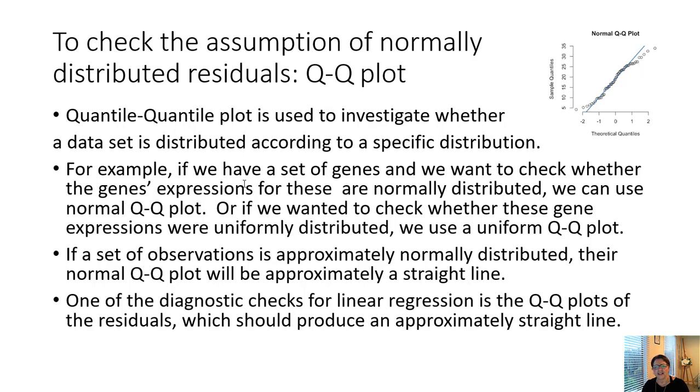Just be sure that this is just to tell you what a QQ plot is. It has nothing to do with linear regression. Or if we wanted to check whether these gene expressions were uniformly distributed, we use a uniform QQ plot. If a set of observations is approximately normally distributed, the normal QQ plot will be approximately a straight line. One of the diagnostic checks for linear regression is the QQ plot of the residuals, which should produce an approximately straight line.